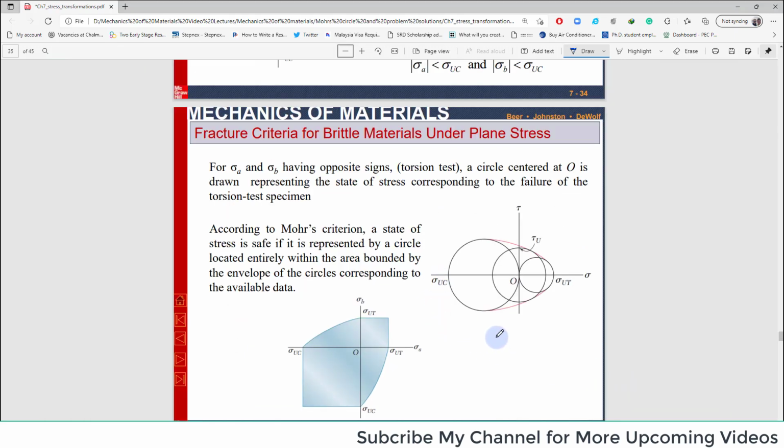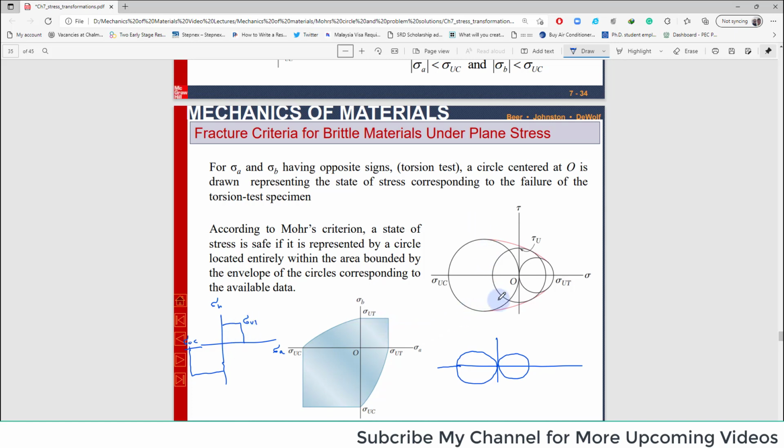Okay, now up till now we discussed that if you have a tensile test for brittle material, the Mohr circle will be like that, and for compression test for brittle material, it will be like that, and its envelope will be like this. This is sigma A, this is sigma B. Similarly, this is sigma C, so it will be UC. So this is sigma UT. So the envelope will be like that.